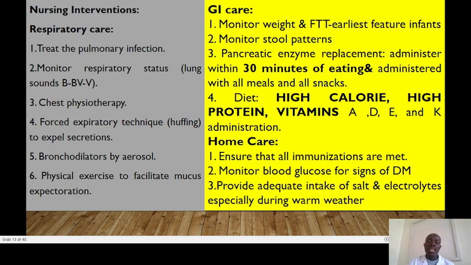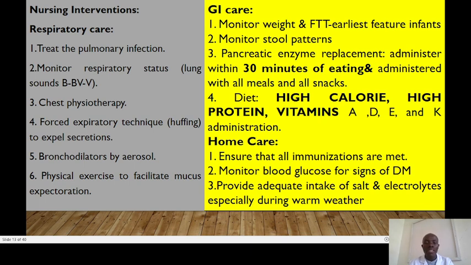All right. Then we have to monitor the stool pattern, so that you are supposed to rule out steatorrhea, that's excessive fats in the stool. Then you have the pancreatic enzyme replacement. Remember, the pancreas is not able to release its secretions. So you can do this by administering it 30 minutes before eating, or administer with all meals and snacks.